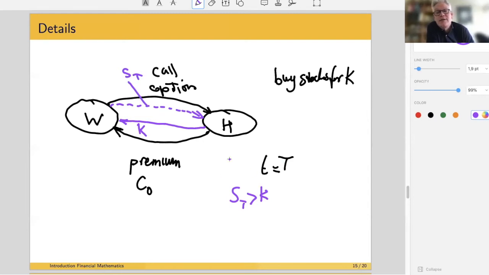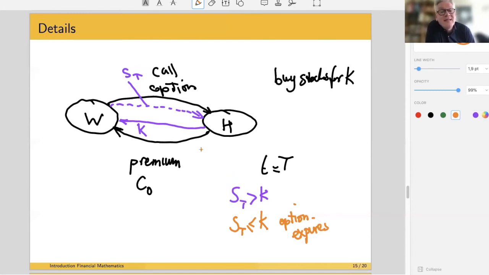That is one scenario. The other scenario, I like my colors, Van Dyck Brown: ST less or equal to K. In that case, the holder will not exercise the option. So in that case, nothing will happen. So the option expires, and there's no transaction being made.